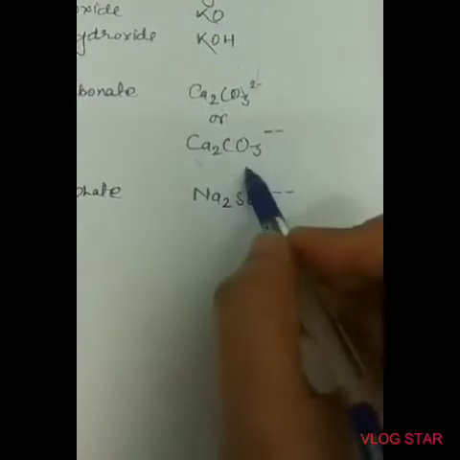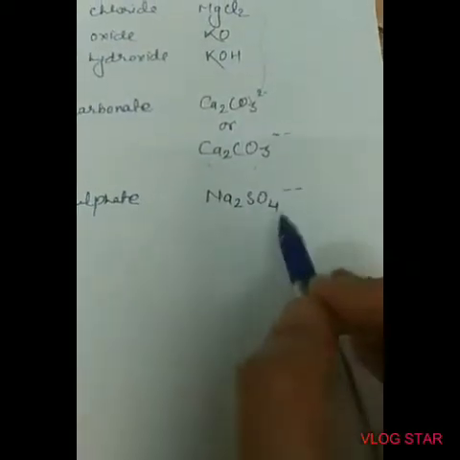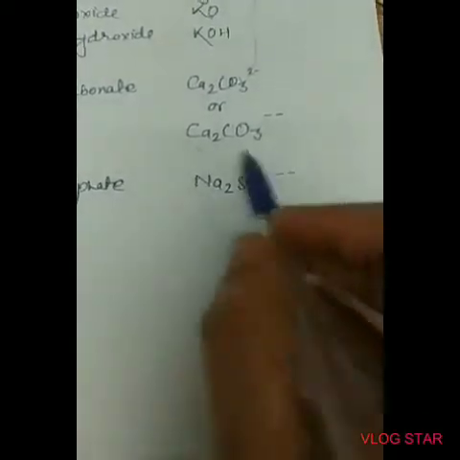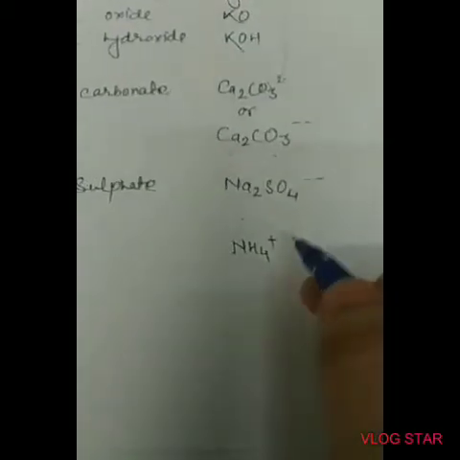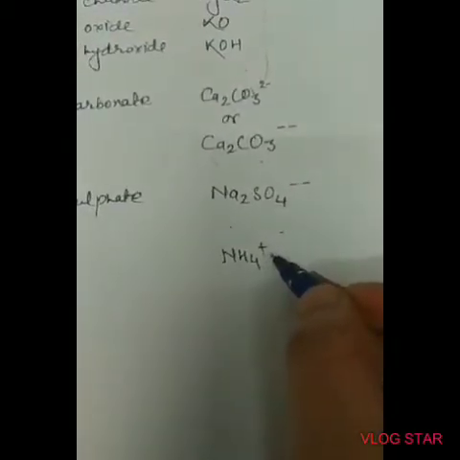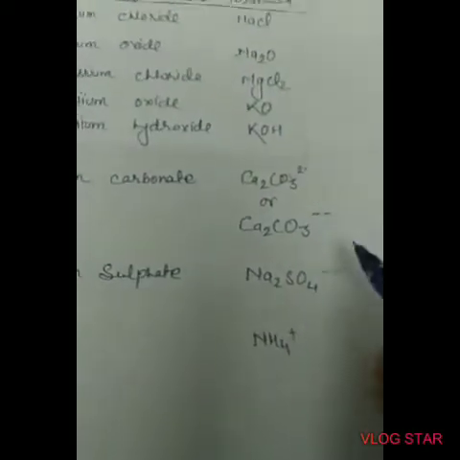Here you can see calcium carbonate, which contains two negative charges. Here sodium sulfate, these radicals also contain two negative charges, like this, and this ammonium ion, which contains one positive charge. Okay, so what are radicals?